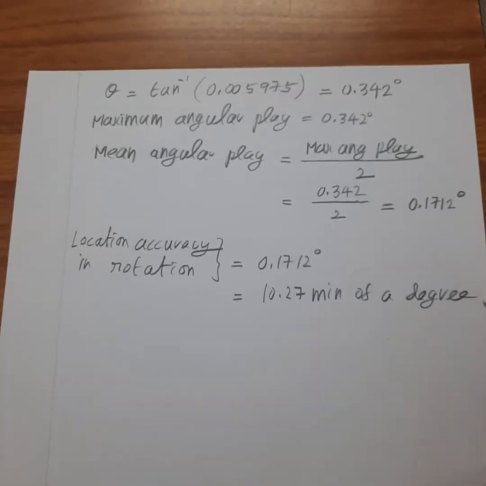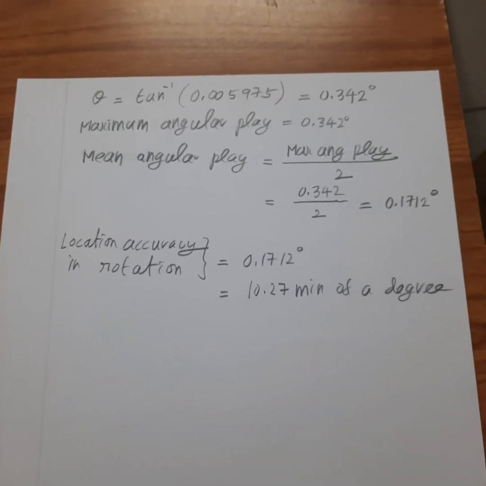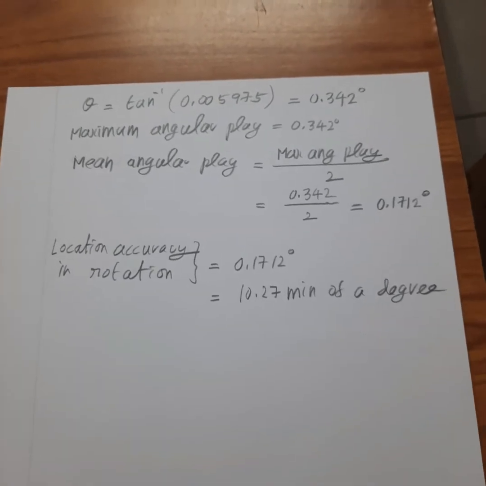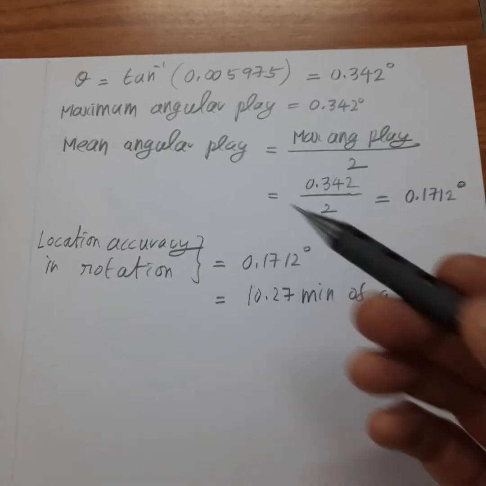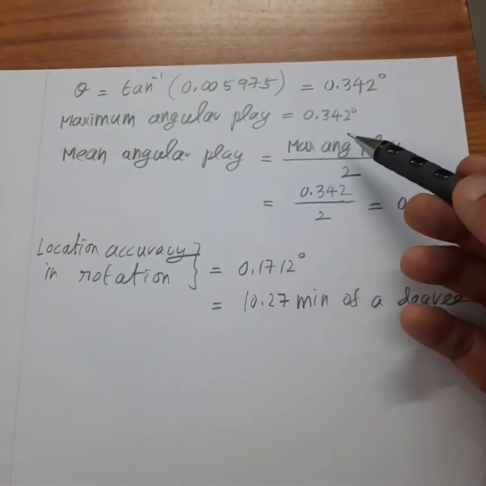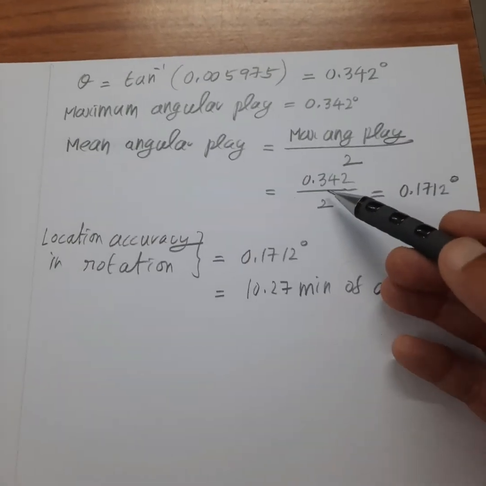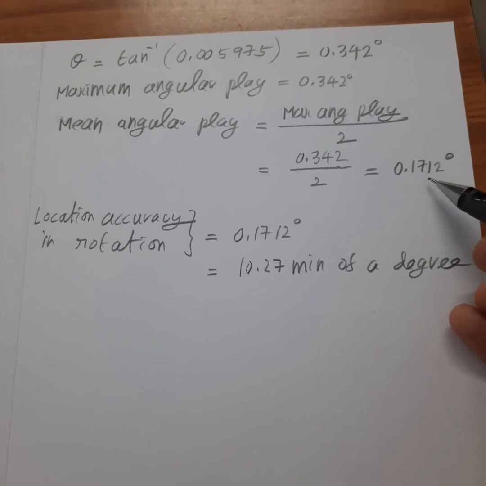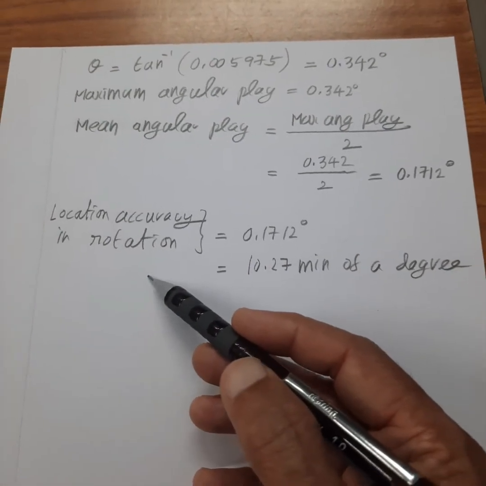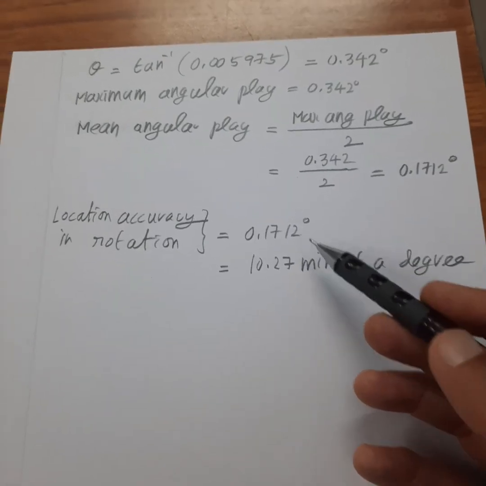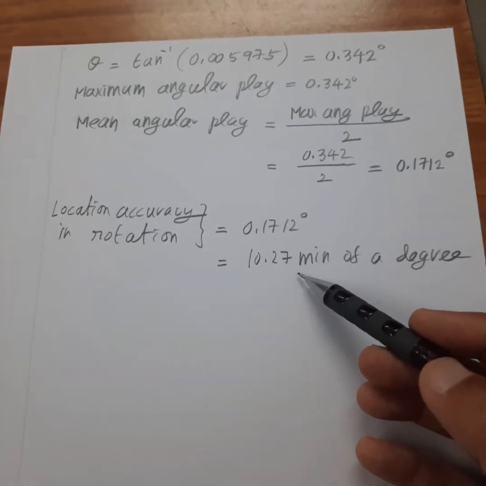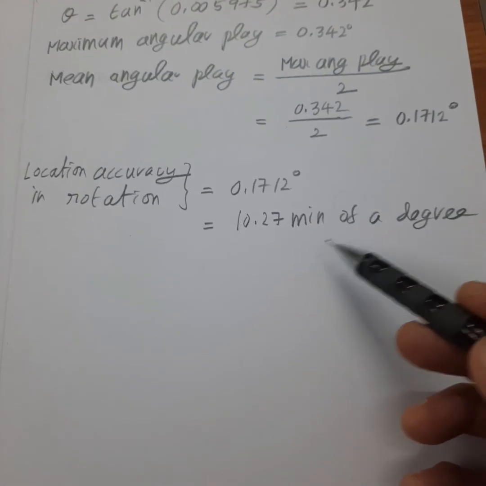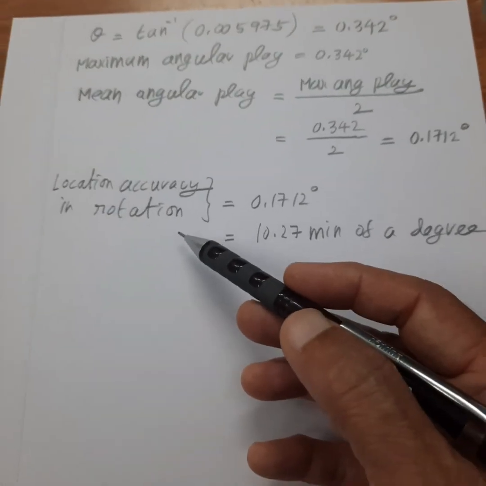What this means is that when you assemble the top component to the bottom component, the top component can be rotated by an angle of 0.342 degree. The mean angular play is taken as half of the maximum angular play. Half of 0.342 is equal to 0.1712. So the location accuracy in rotation for this example is 0.1712 degree. If you convert this into minutes, you multiply by 60, and you get 10.27 minutes of a degree as the location accuracy in rotation for this example.